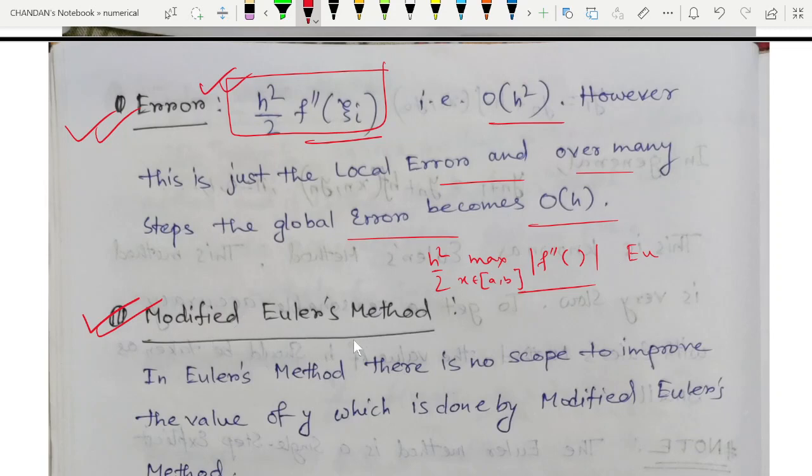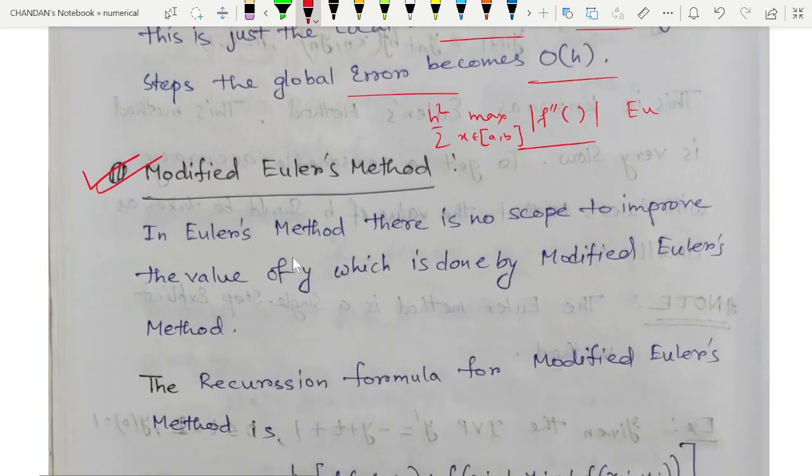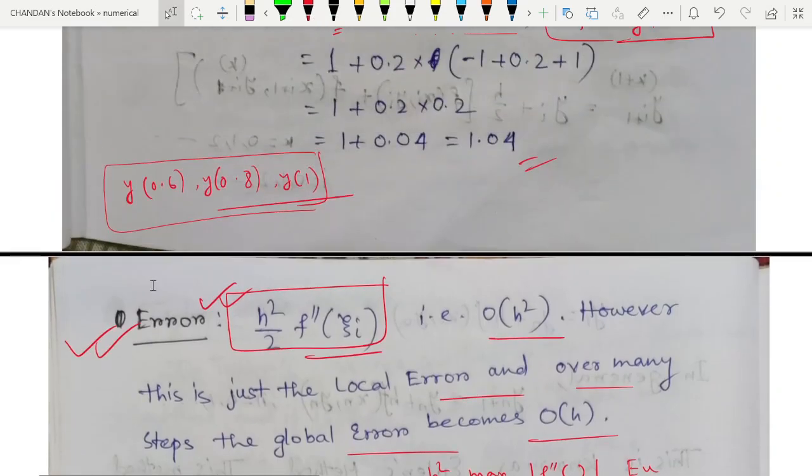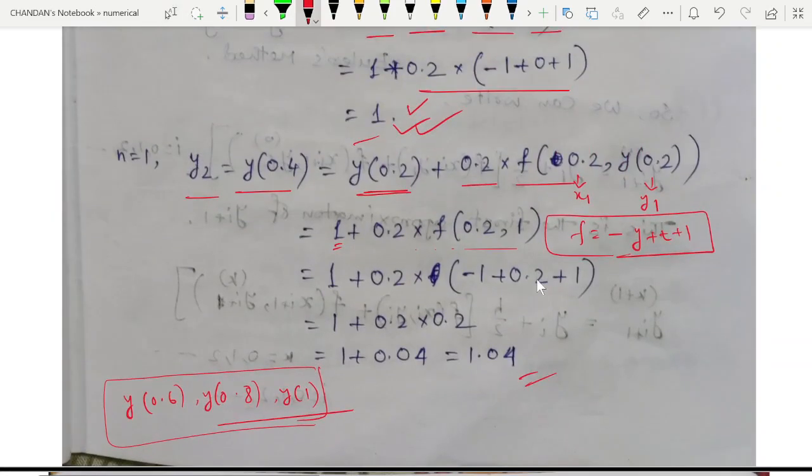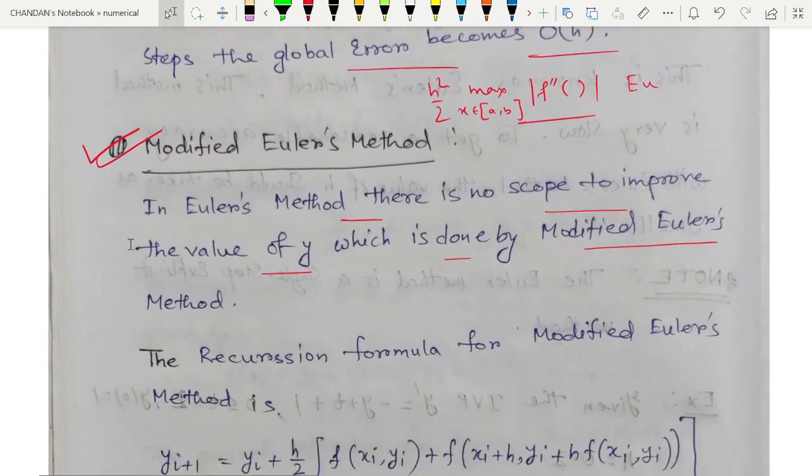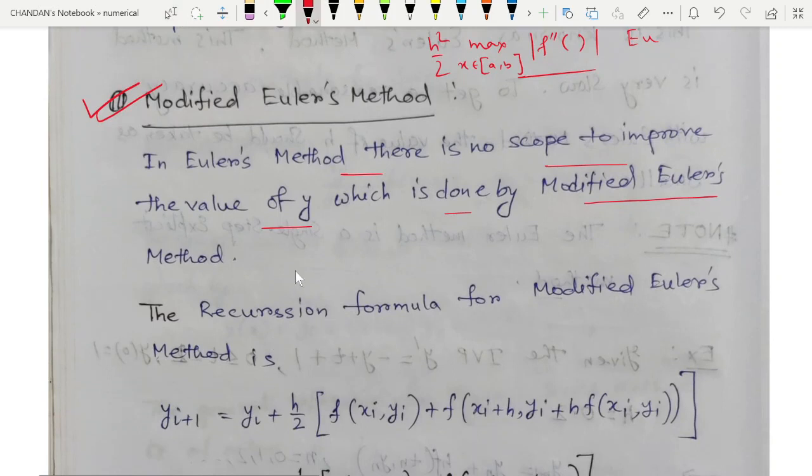So look, what does the modified Euler's method say? In the Euler's method, there is no scope to improve the value of y, which is done by the modified Euler method. So see, here we only get the values, but the error in this method is a big amount of error, because we don't get any chance to improve this value of y too. So what does the modified Euler method do? The modified Euler method modifies the value of y that we get from Euler's method, okay? That means it reduces the error as much as possible, okay? This is the work of the modified Euler's method, okay?